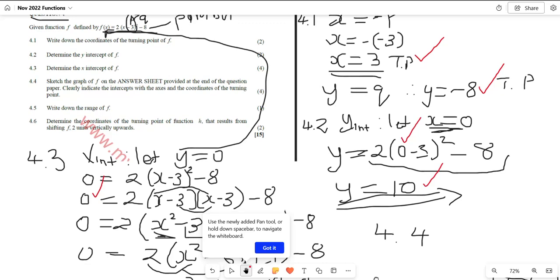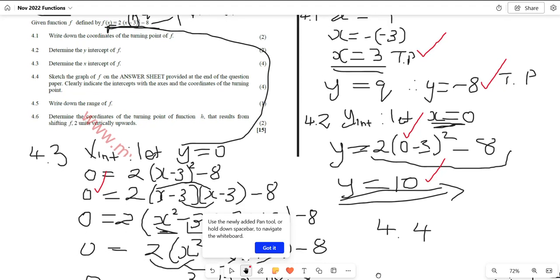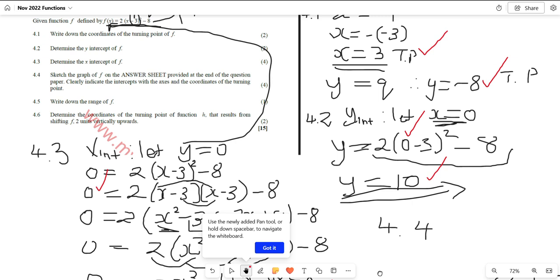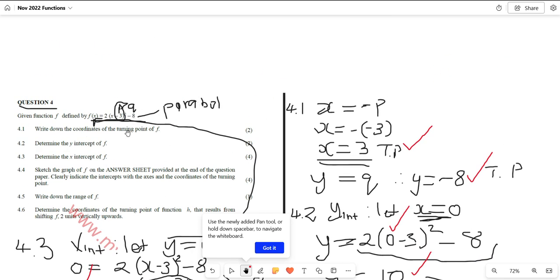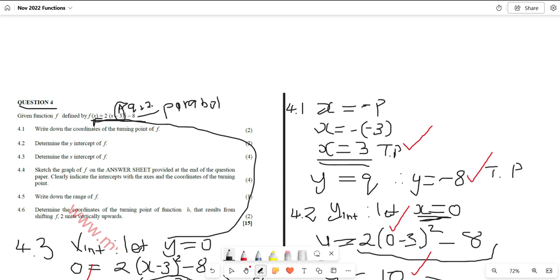Then the last question. Determine the coordinate of the turning point of h that results from shifting f 2 units vertically up. Now, the up and down movement of the parabola only affects the q value. Remember, the p value is horizontal, from the left to the right. Then up and down vertically, that is the q value. The q value shifts the parabola up and down. Then it says it shifts 2 units up. Since it's up, from the existing value of q, we are just going to add the 2 here.